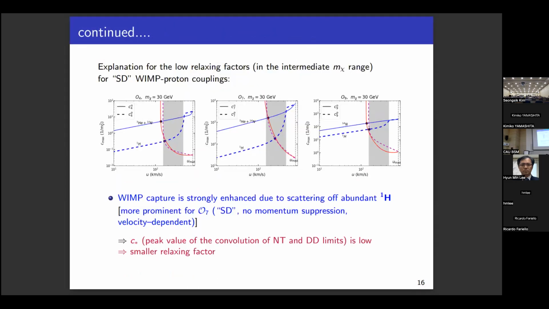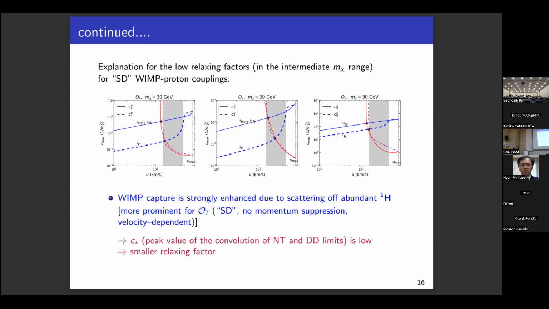The reason for this pattern is as follows. Basically, for spin dependent type WIMP-proton interaction, the capture rate is strongly enhanced due to scattering off the light element hydrogen, which is basically proton, and which is the most abundant element in the sun. Since the capture rate is enhanced, the limit from capture goes down, and also the C star, which is basically the peak value of the convolution between capture limit and direct detection, also goes down. So we have a small relaxing factor.